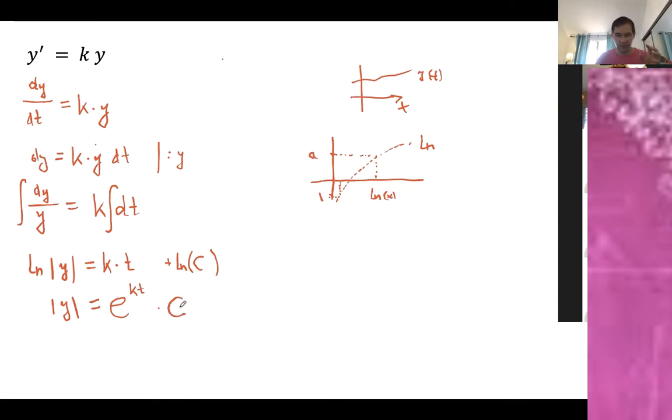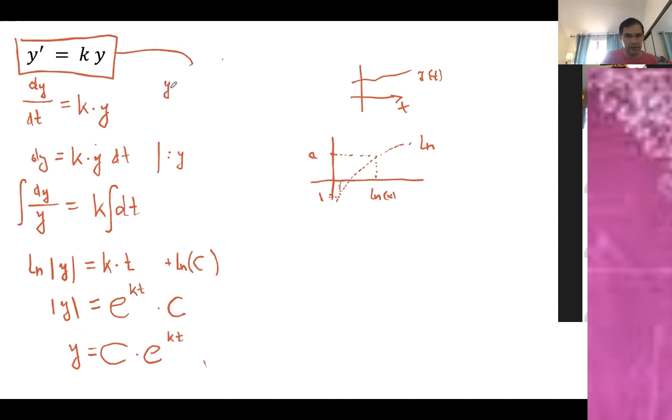And remember, c was positive in here, but now you have absolute value on the left-hand side. If you skip the absolute value function, then you have y equals the constant c times e to the k t, and now c is not necessarily positive, but any real number because we have skipped the absolute value function. So the differential equation is y prime equals k y, and the most general solution of this differential equation is the function y of t equals c times the exponential function k t. This is the general solution of this differential equation.